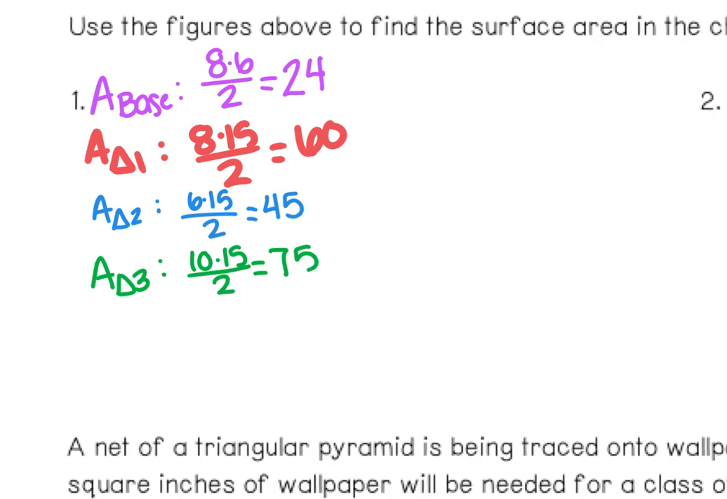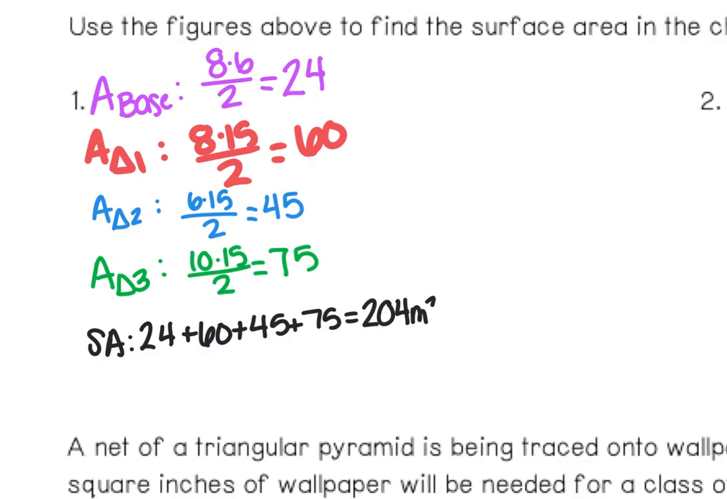What's going to be your last step here? Good. Add them all together. So we've got 24 plus 60 plus 45 plus 75. Give you a second to write it to catch up, and then go ahead and calculate. You should get an answer in the low 200s this time around. Lily says 204 meters squared. She is correct.